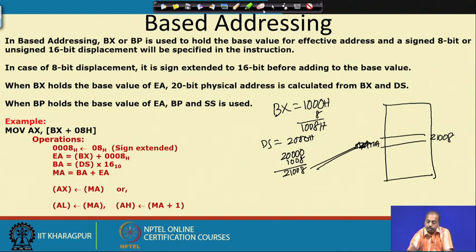So, that location's content will be accessed, and that will be going into the AX register. So, that location's content will come to the AX register. So, this way we can have the based addressing mode, and you see instead of BX you can also use BP, but if you use BP then the stack segment register will be used. So, here instead of BX, if I use BP, then the modification is that instead of DS, it will be SS, the stack segment register.